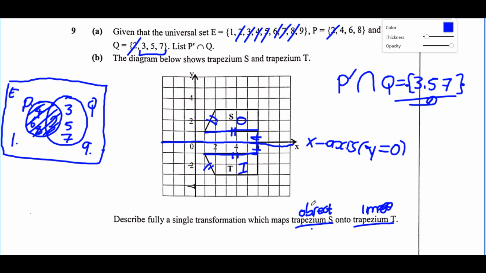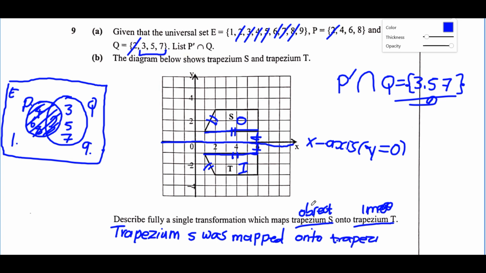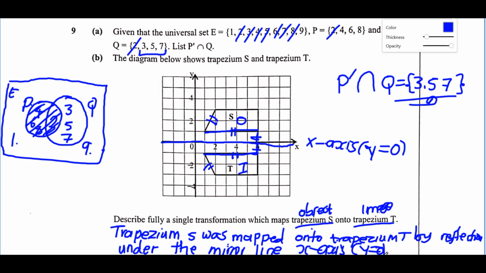So to describe, I'm going to say trapezium S was mapped onto trapezium T by reflection under the mirror line x-axis, in brackets we can say y is equal to 0 as an equation. So this is our answer.